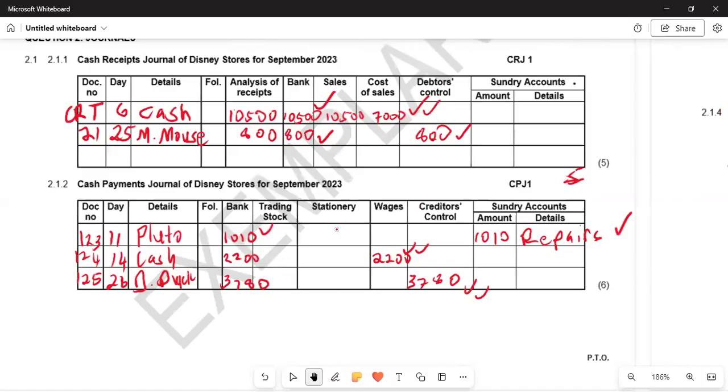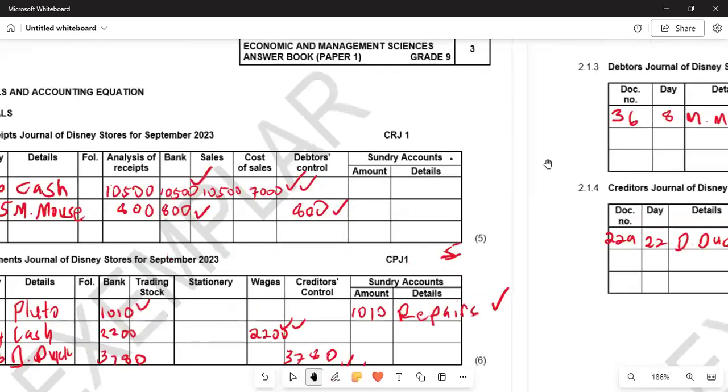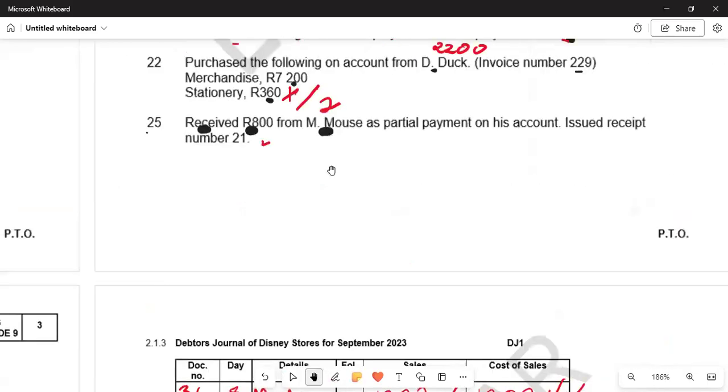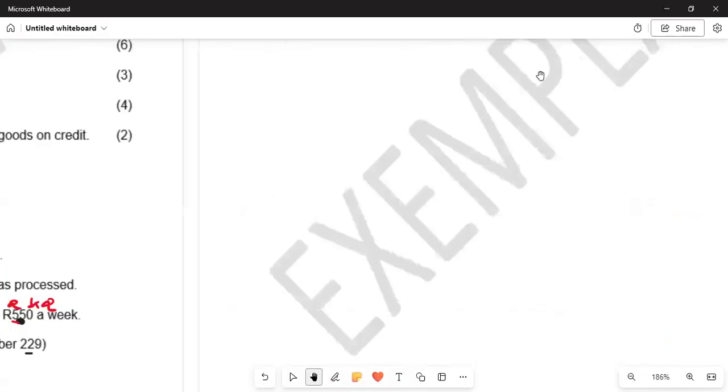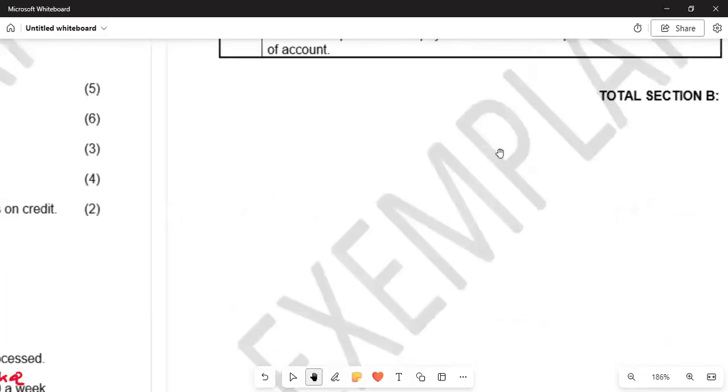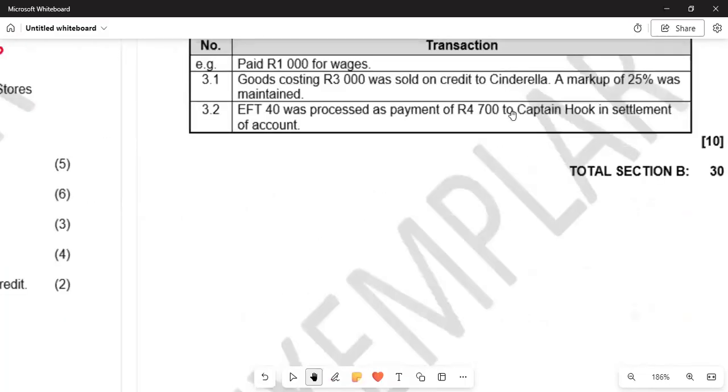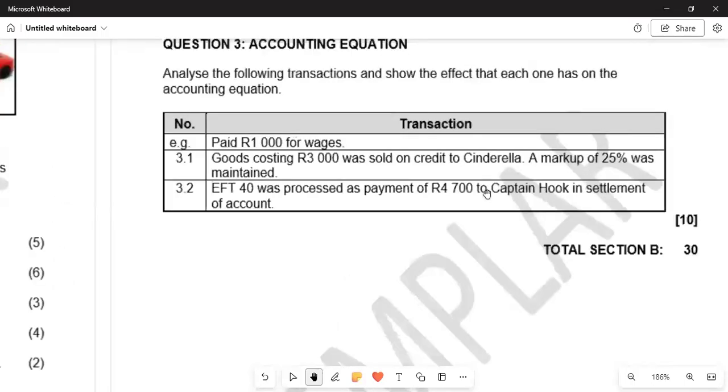So here is our amount, because we were told that we paid and deducted half of the amount that we are owing. So that is how we record the cash payment journal. Remember, we don't balance them, as we were told earlier that we don't give the balance of those. So this is all about the cash receipts journal and cash payment journal. Now we are going to move on to the debtors journal.